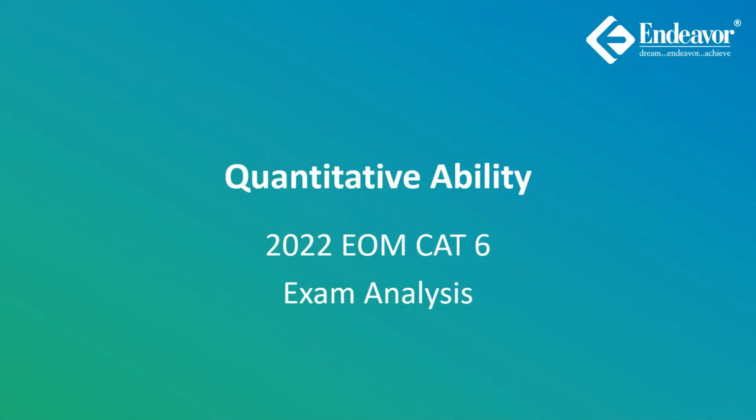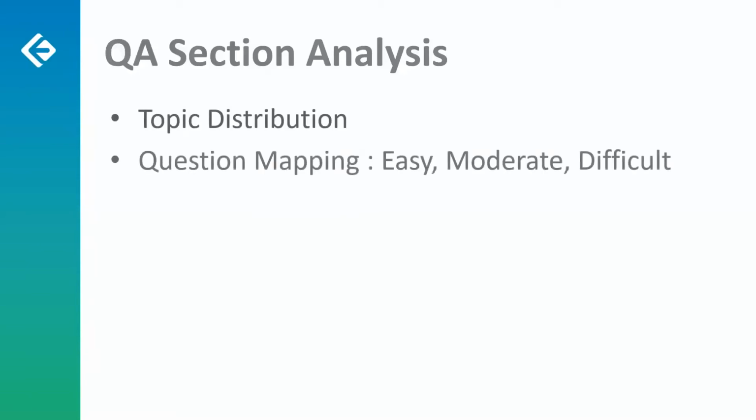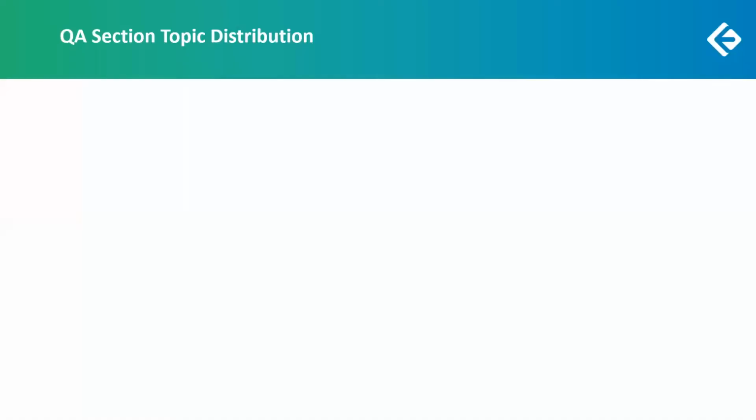Okay, let's begin with the analysis of the quantitative ability section of 2022 EOM CAT 6. So there are 5 broad areas that we will be looking at. We will be looking at the topic distribution, question mapping in terms of difficulty level, the number of expected attempts, expected score, and the percentile score mapping. So let us begin with topic distribution.